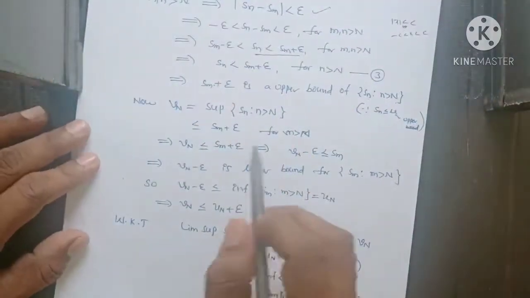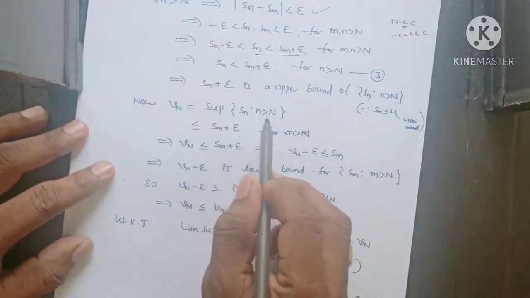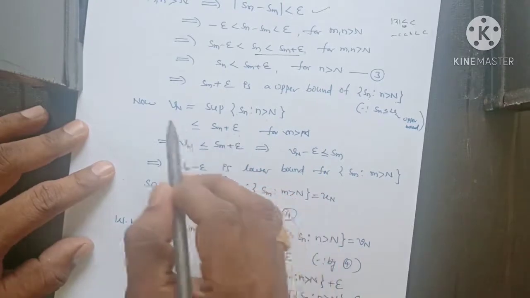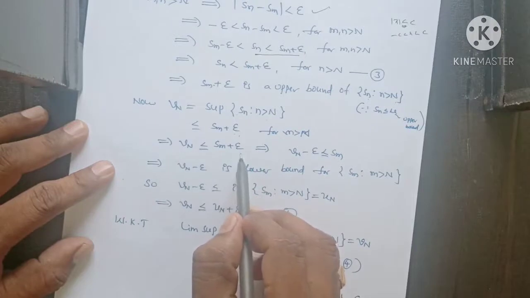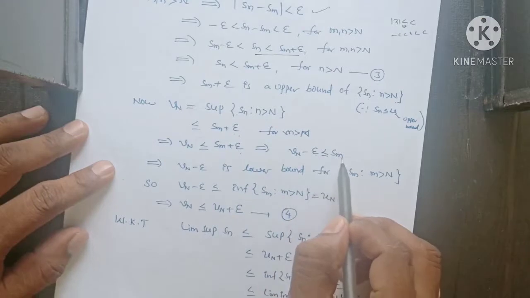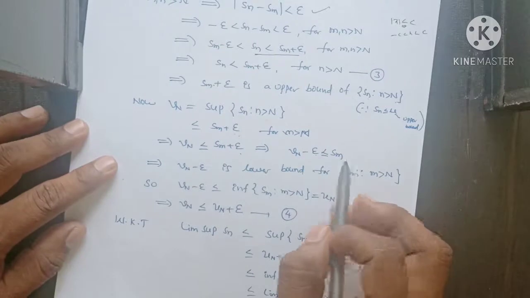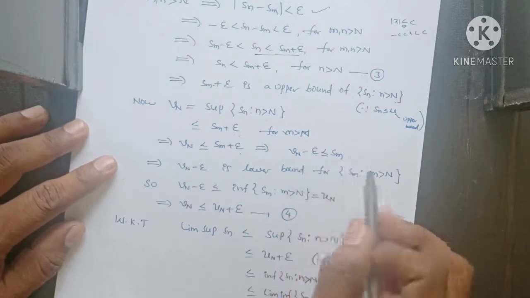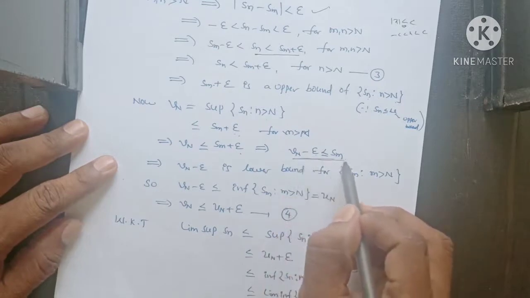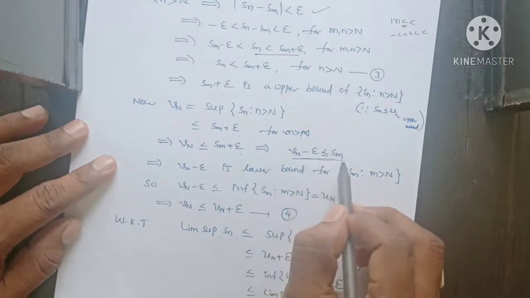For this scenario, what is the upper bound of the sequence? Sm plus epsilon. Therefore, the supremum of Sn is less than or equal to an upper bound. The upper bound of the sequence Sn is Sm plus epsilon, so Vn is less than or equal to Sm plus epsilon. Just subtract epsilon on both sides. We get Vn minus epsilon less than or equal to Sm. So by using this condition, it is in the form of L less than or equal to Sm.